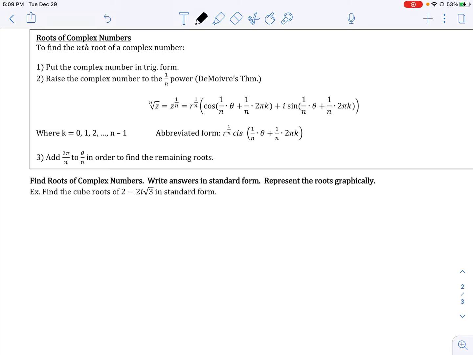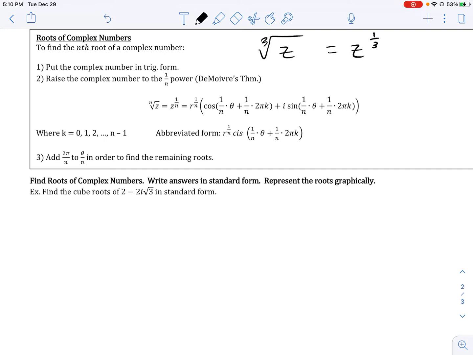So I want to finish up this chapter by discussing how to find the roots of a complex number. Using de Moivre's theorem, we were able to find the power of a complex number pretty efficiently. And finding the root of a complex number is a very similar process. If I ask you to find the cube root of some complex number like z, this is equivalent to raising that z value to the 1 over 3 or 1/3 power. And so that's effectively all we're doing here when we're applying de Moivre's theorem.